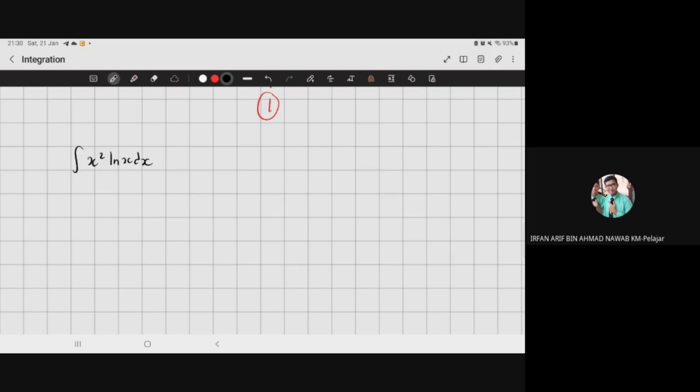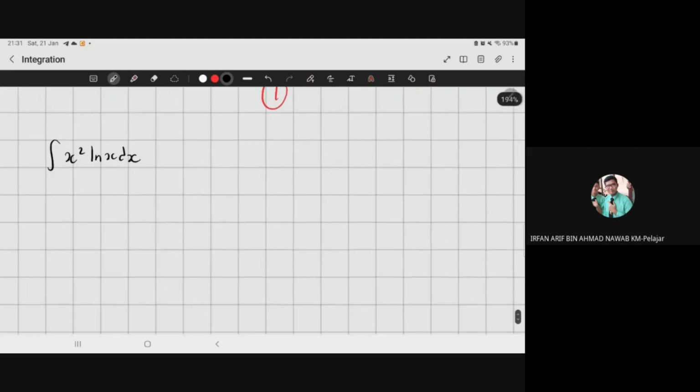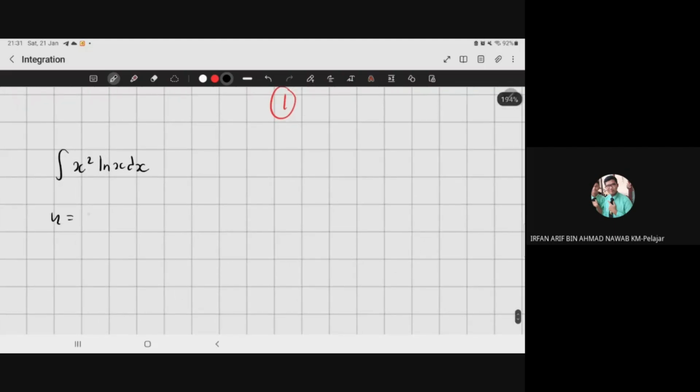Yeah, because of the keyword "hence". So you have to use the information from the previous question. All right, but anyhow, I want to try, let's try by letting u is equal to ln x, shall we? Okay. So simple as this. You want to make this in a simple format.